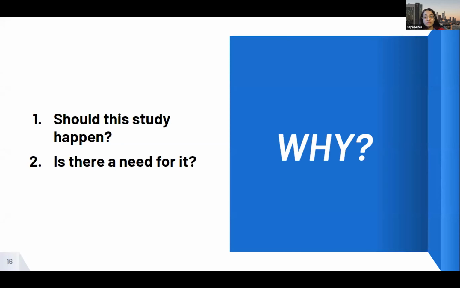And the last one is why. So probably the most important one, I guess. Why should this happen? Why is this project important to society, to a specific field of work? And why is there a need for it? So these are all questions that you should be asking yourself as you make your own project.